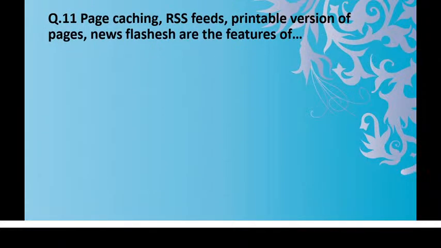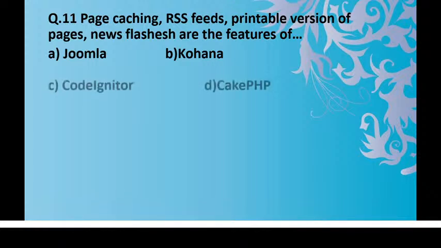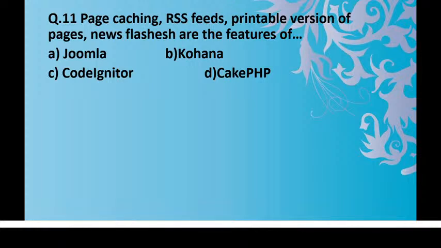Okay. Next is, page caching, RSS feeds, printable version of pages, news flashes are the features of Joomla, Kohana, CodeIgniter, Kick PHP. See, which are the features? Page caching, RSS feeds, printable version of pages, news flashes are the features of which? Type your answer in the chat. Think and type your answer. Option A, Joomla provides all these features.